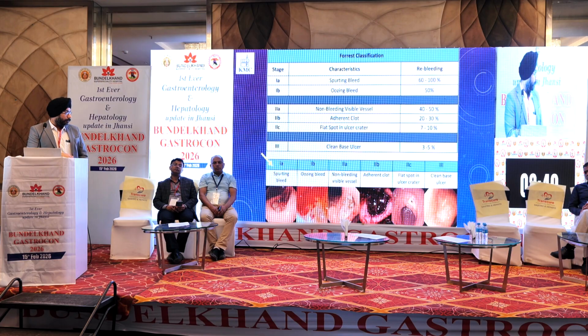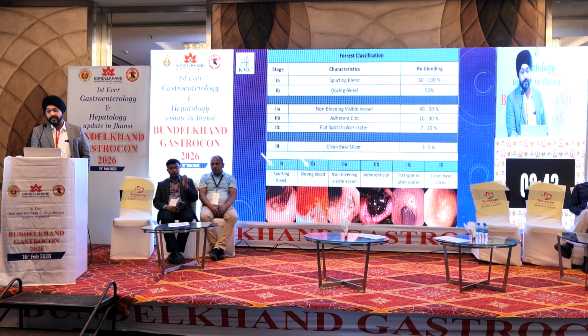So you can see a spurt of vessel coming here. This is a spurting vessel from the base of the ulcer, and usually these are arterial bleeds in the ulcer bed. This is the ooze of blood which is happening. Then you have a visible vessel there, and then an adherent clot is there. These features are very important.